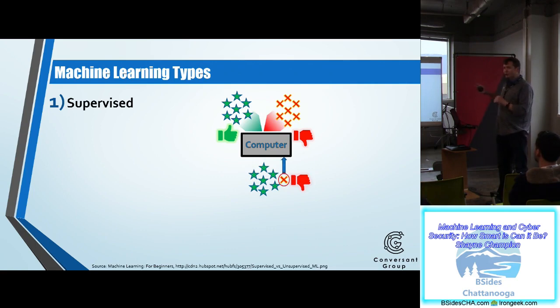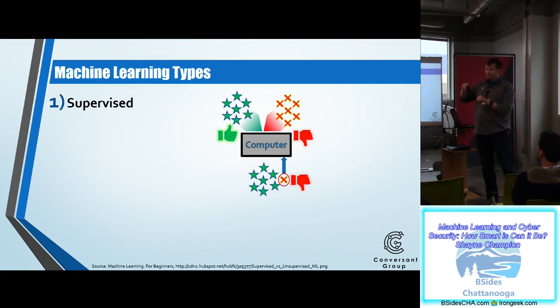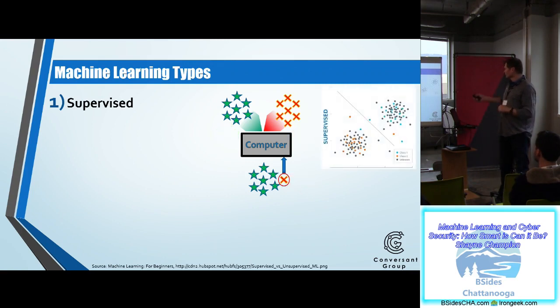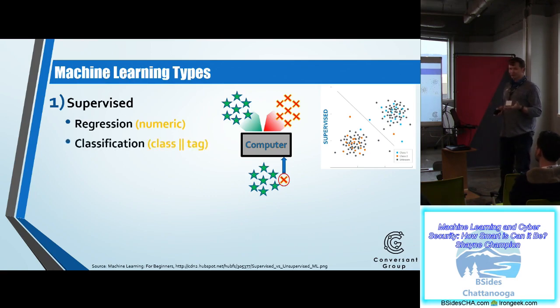You have to go back and say, okay, well, you gave me most of what I wanted, but this part of the data was bad. And that goes back as an input to the algorithm so that it learns and tries to process that out the next time. That's what supervised is. And there are two kinds. We'll get to the graph in a minute, but there's regression, which is using numeric values. We have classifications, which has either classes or tags.